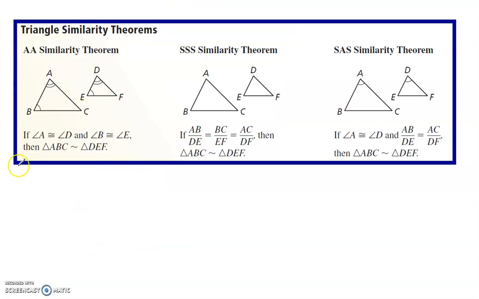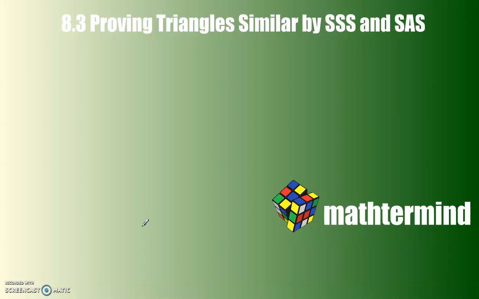All right, here's a summary. We've got the angle-angle similarity theorem, where we have two angles. The side-side-side similarity theorem, if the sides are proportional, or side-angle-side, and very important that it's the angle in between the two sides. So those are our triangle similarity theorems. Good times in the matherhood.